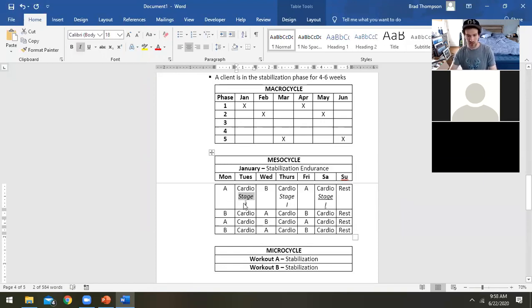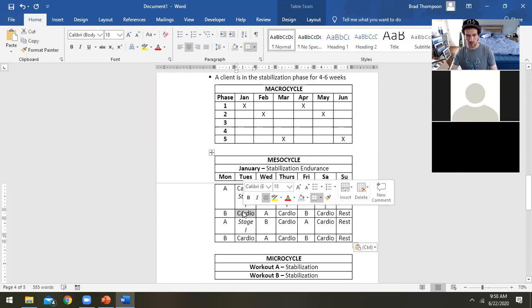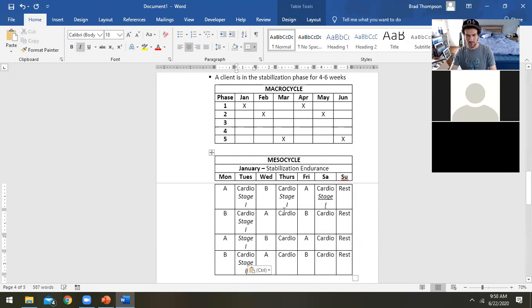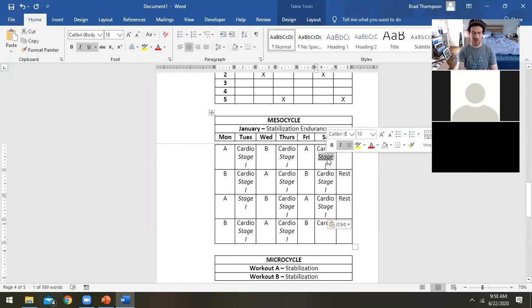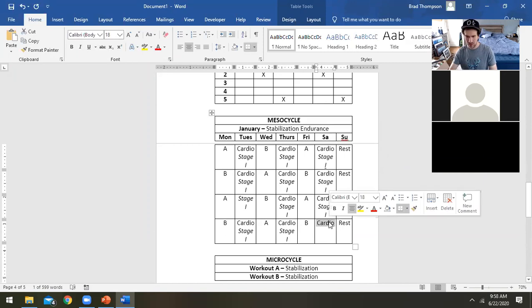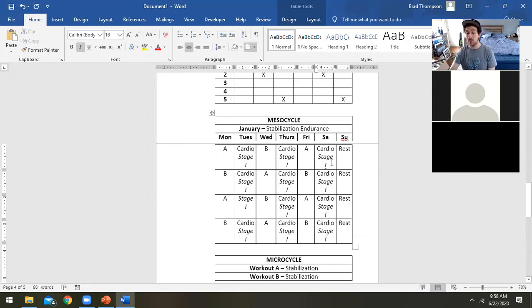All right, so now, yeah. Almost. That almost worked. Okay, these are pretty easy to understand. They're literally just stage 1 every single time. Why are you underlined? Don't do that. All right, so they're in stage 1.